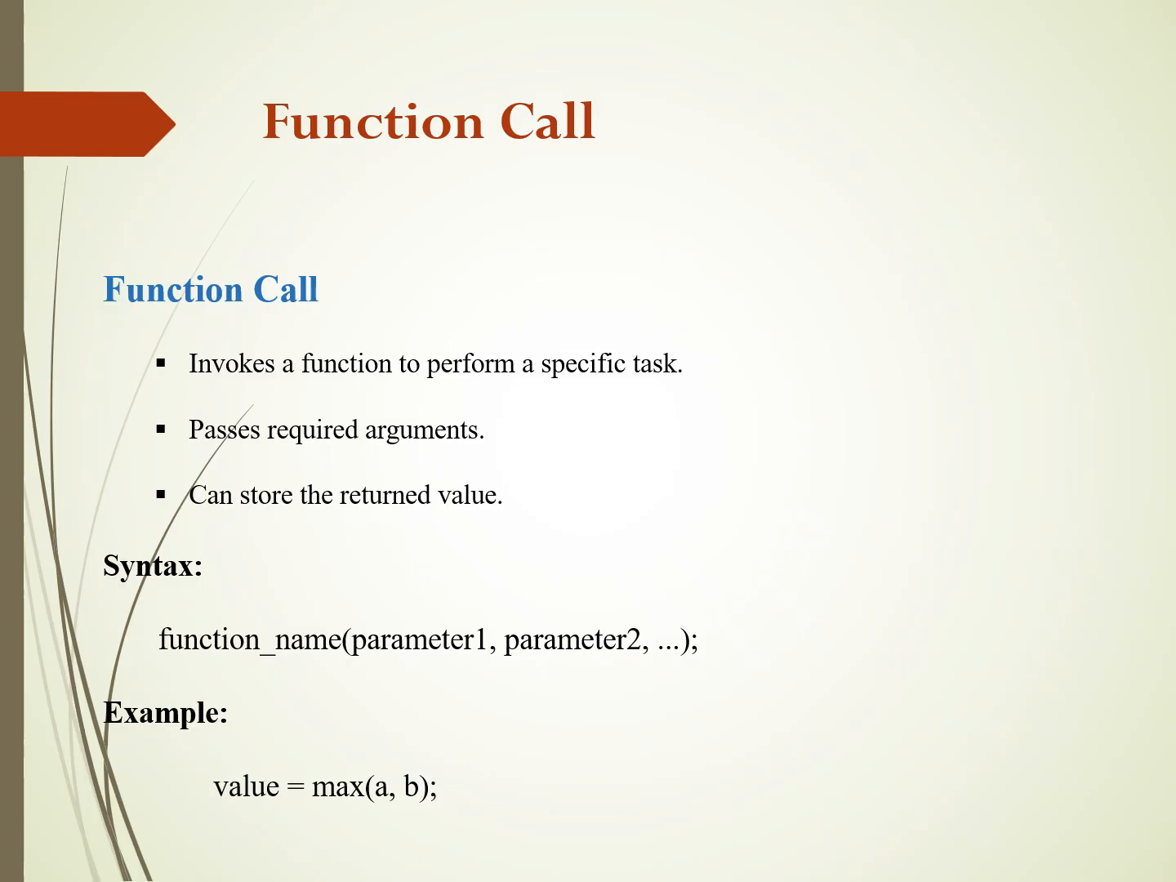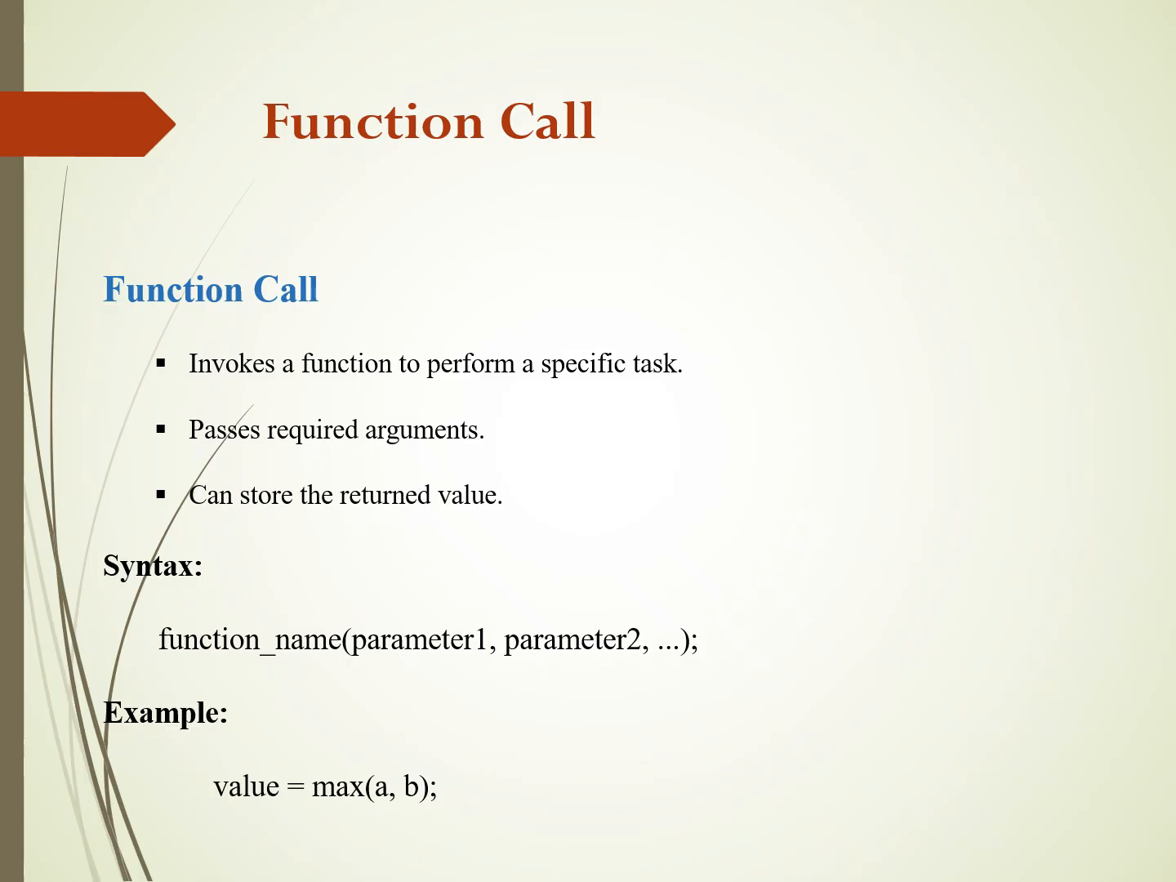These arguments provide the input values needed for the function to perform its task. Therefore, these arguments are called actual arguments. The number and type of arguments should match the parameters defined in the function. If the function returns a value, that value can be stored in a variable and used later in the program. The general syntax for a function call is the function name followed by the parameters. If the function returns a value, we can write it as value = function name(parameters).